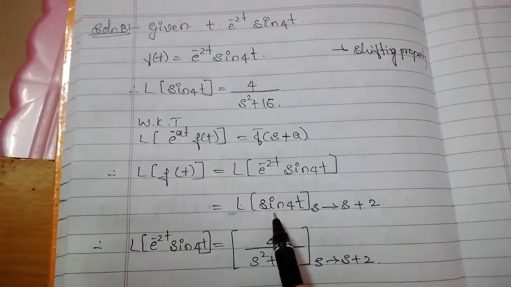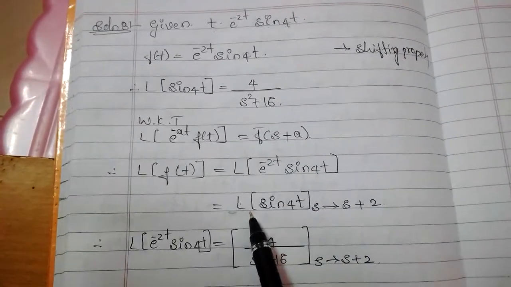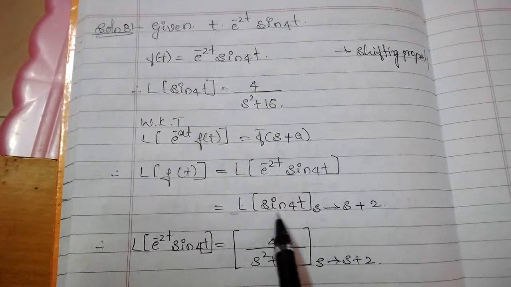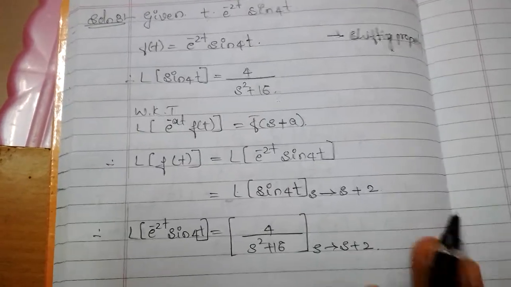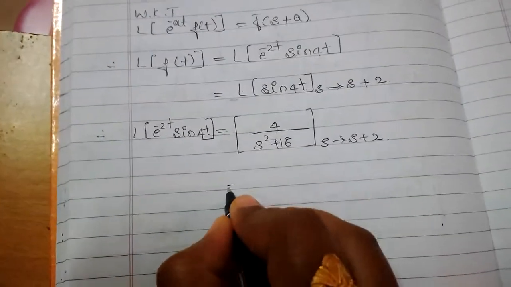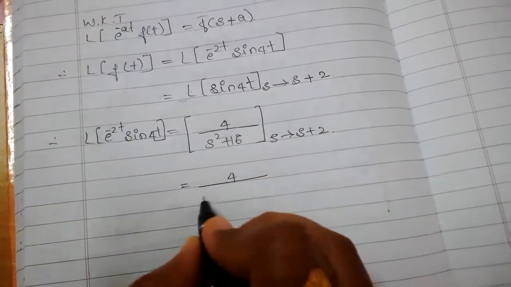Then the Laplace transform of sine 4t. When we apply this property, we get the Laplace transform of sine 4t where s changes to s plus 2. The Laplace transform of sine 4t is 4 divided by s square plus 16. S changes to s plus 2, so we have to change it, which is equal to 4 divided by, just change s by s plus 2.